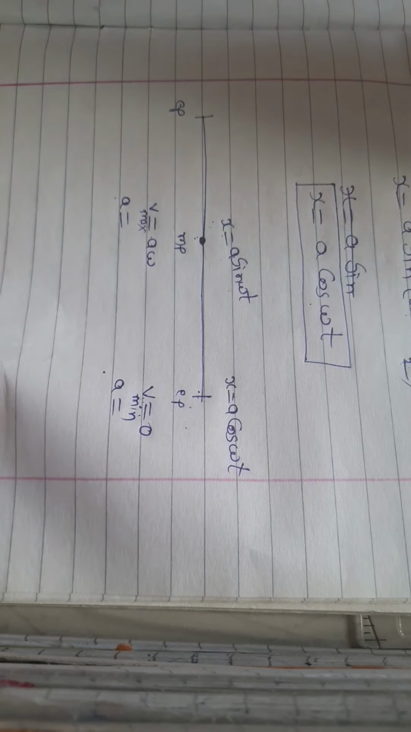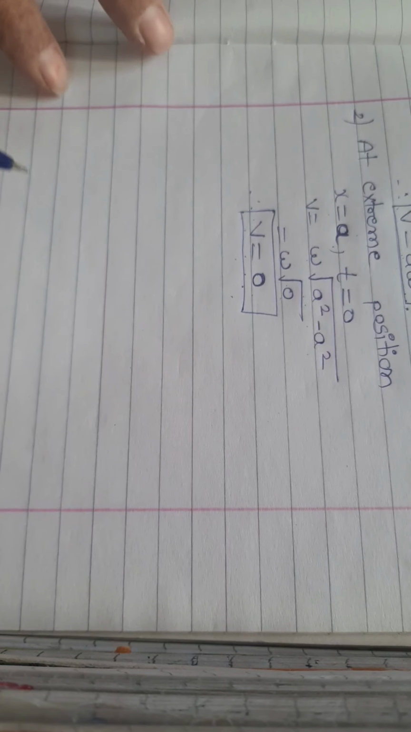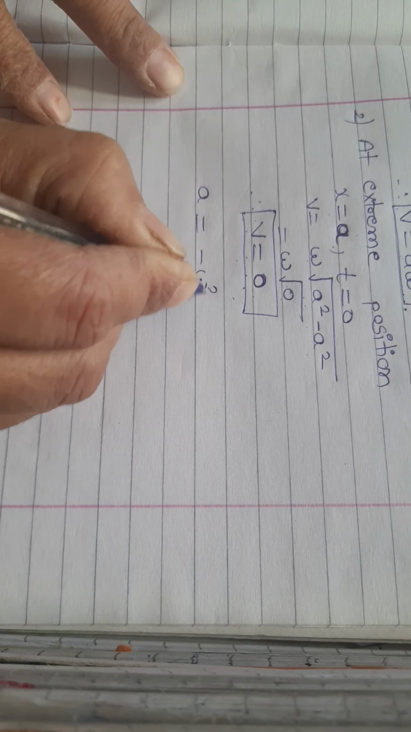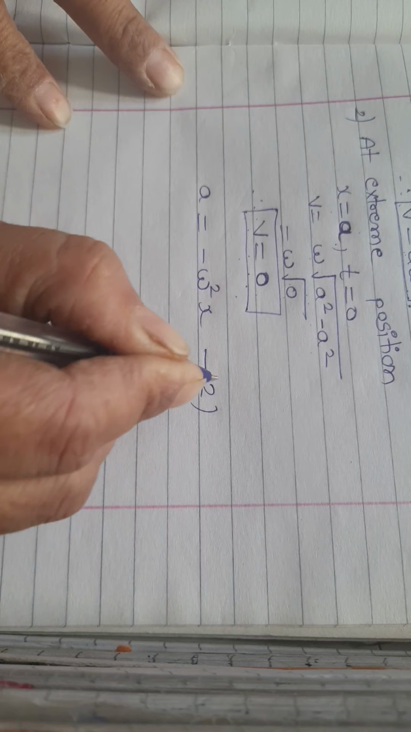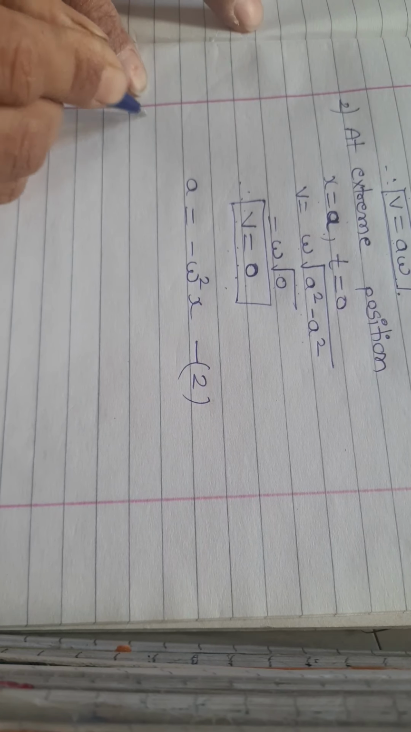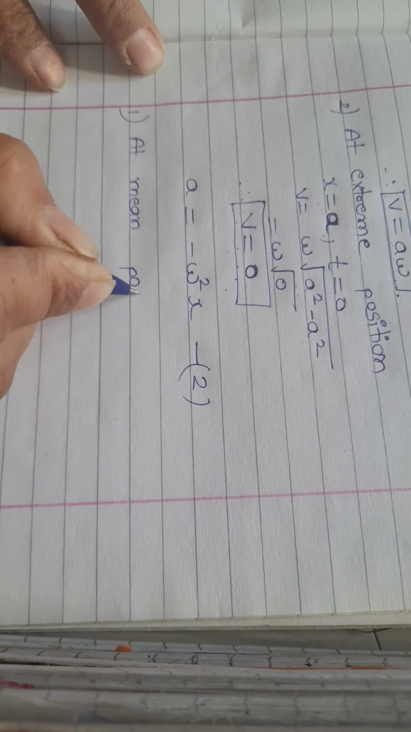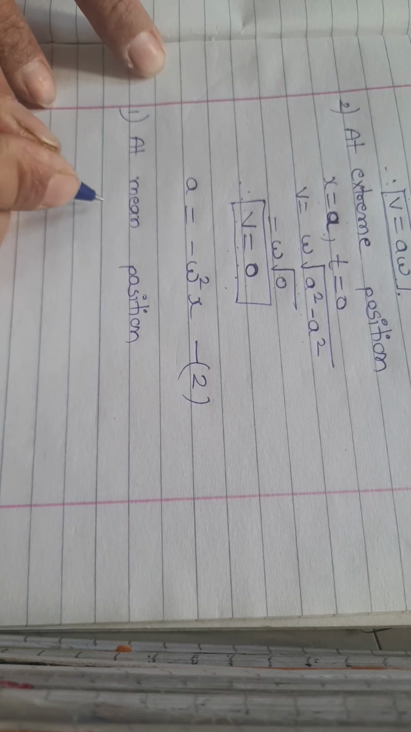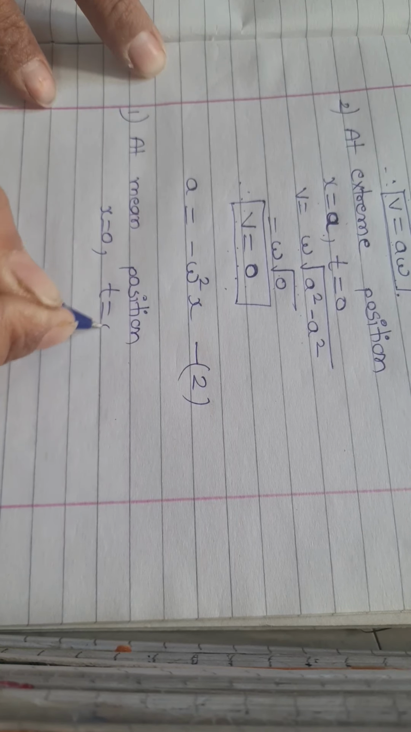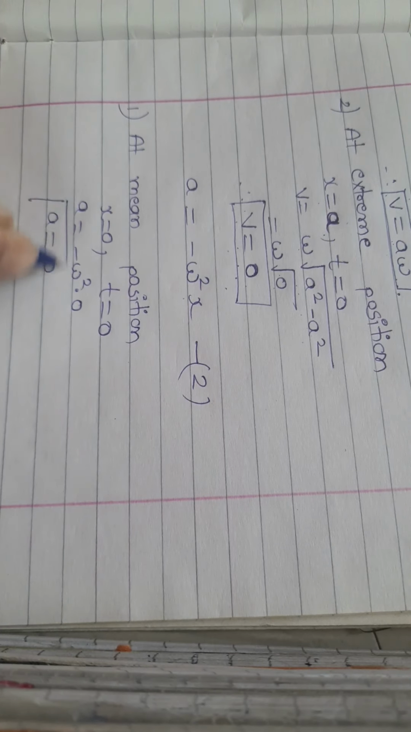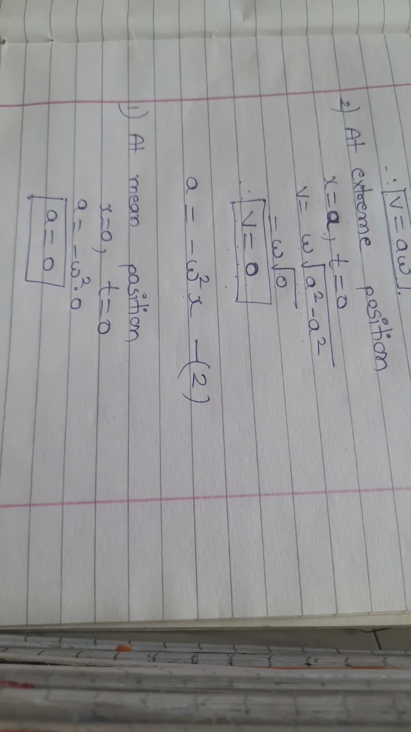Now we are going to find the value of acceleration. For that, let us consider the equation of acceleration: a is equal to minus omega square x. Give it equation number 2. Again the same thing here. In the first case we assume mean position. Again we have to assume x is equal to 0 and t is equal to 0. Now put this value in the equation of acceleration, then a is equal to minus omega square into 0. Therefore a is equal to 0. This is the value of acceleration at mean position.